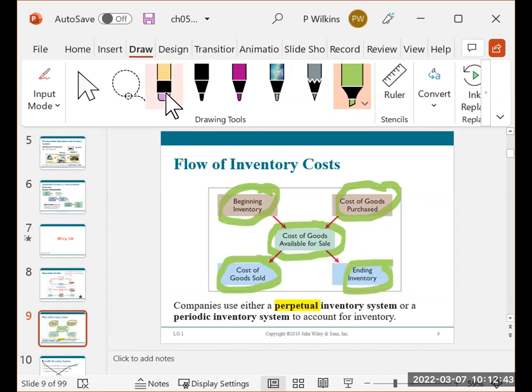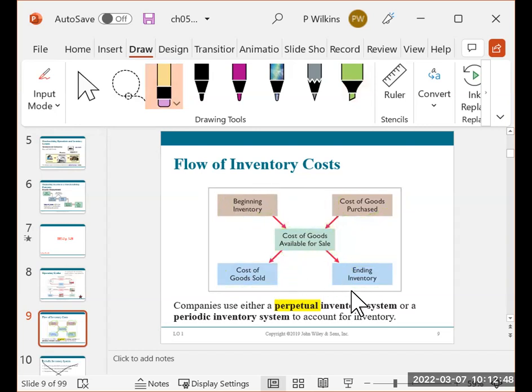Okay. Now, we're not going to actually be going through that process. We're going to be going through a perpetual system that's happening. But what a perpetual system means is that, so perpetuate means to keep it going. So that means that every time you make a sale, you're updating your inventory and your revenue and everything. Every time you buy something as the buyer, you're updating your inventory as well.